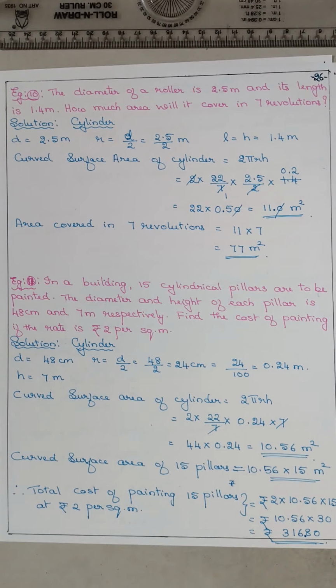So we have completed the examples of the surface area of the cylinder. Hope you are confident with these 3 examples. The CSA of the cylinder is 2 pi RH and the TSA is 2 pi R (R plus H).